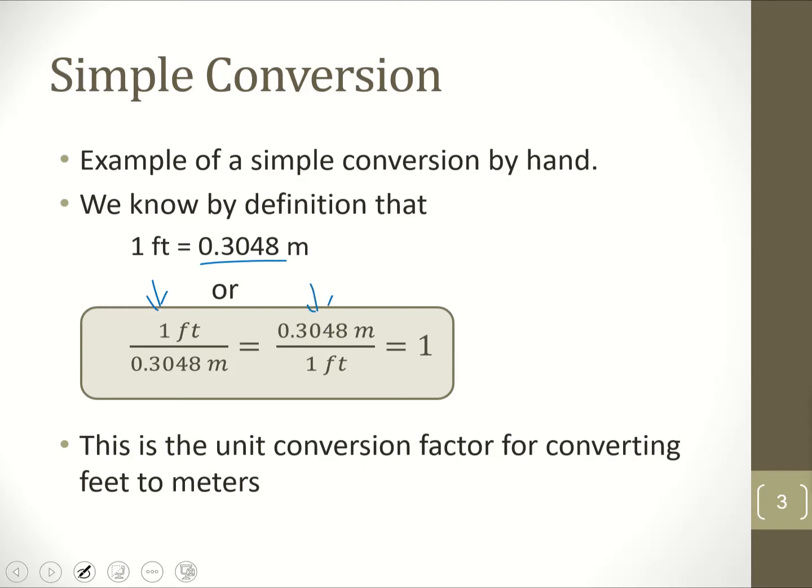These are called unit conversion factors, and those equal 1. So if we multiply anything by this conversion factor, we're essentially multiplying by 1. It allows us to get rid of feet or meters using these unit conversion factors. So you should be able to write both unit conversion factors, and one is just the reciprocal of the other.